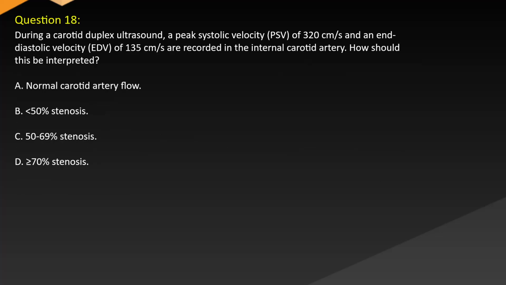Question 18. During a carotid duplex ultrasound, a peak systolic velocity (PSV) of 320 centimeters per second and an end diastolic velocity (EDV) of 135 centimeters per second are recorded in the internal carotid artery. How should this be interpreted? A. Normal carotid artery flow. B. 70% stenosis.